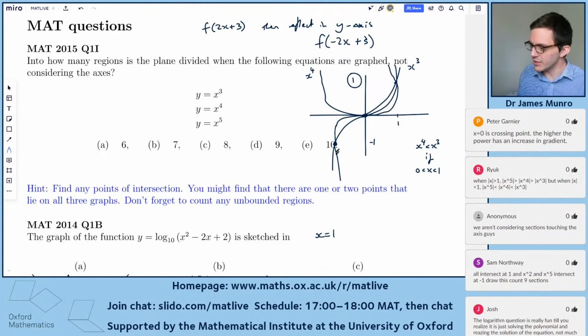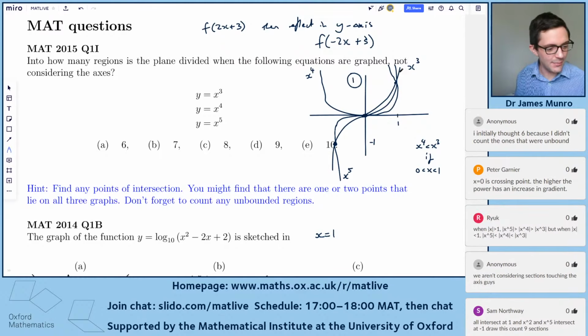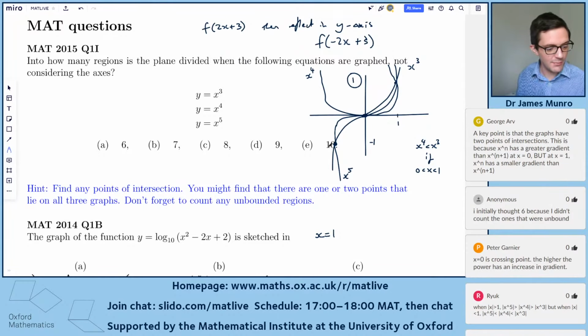Once you've sketched these three, you've probably thought enough to sketch any other power of x you want to sketch in there, I suppose. There are intersections over here, and you've got to be careful. X to the 4 doesn't go down over here. X to the 4 goes positive over here.